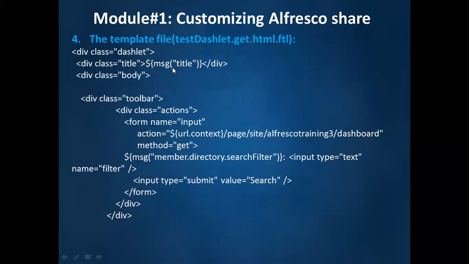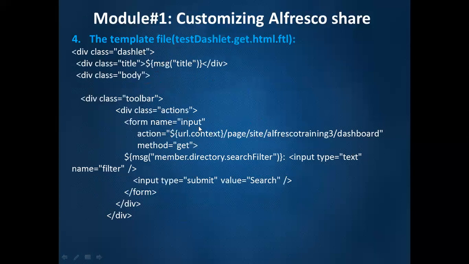This $MSG means it's for displaying a property. MSG with brackets is for displaying the value of our property, and our first property is title. So the first thing that will be displayed is the value of our property title. Second, inside the body part, we'll have actions. So let's understand what I wrote here in this code.